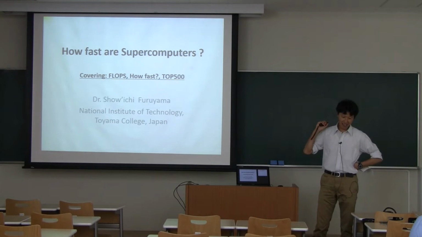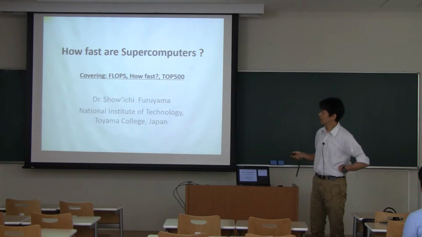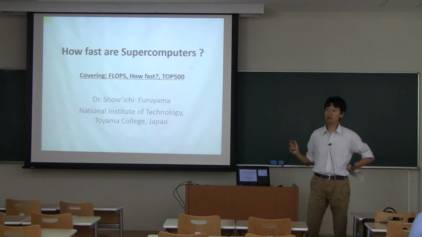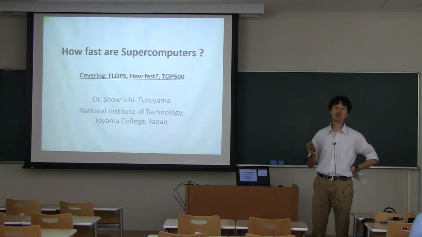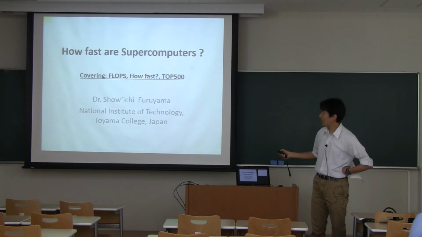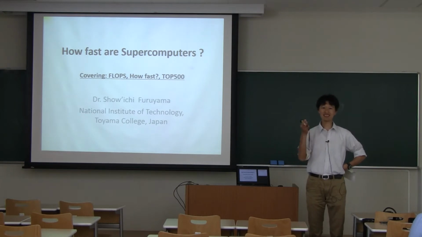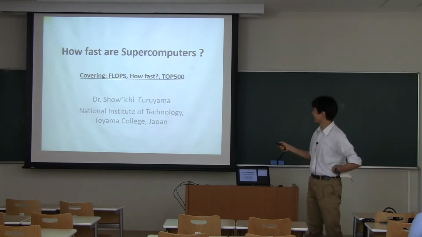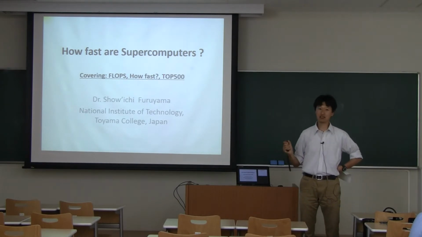So we will cover three main topics until the end of this lecture. The first topic is FLOPS. FLOPS is a unit indicator for the computational ability of a computer or person, etc. Second is how fast: how fast is your computational ability or a supercomputer. And finally, the TOP500 list. It's the current situation of supercomputers.